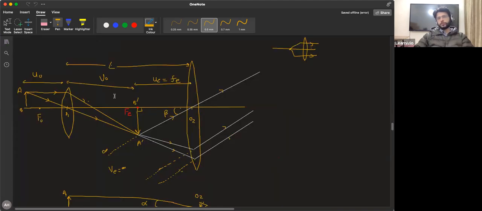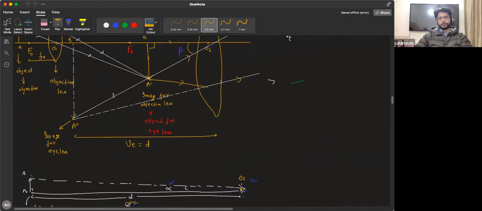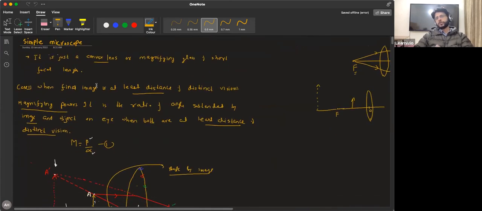So the first instrument is the simple microscope. A simple microscope is just a convex lens. It's a convex lens which has a very small focal length and a small aperture. Aperture means the size of the lens. So a simple microscope is just a convex lens having a short focal length.